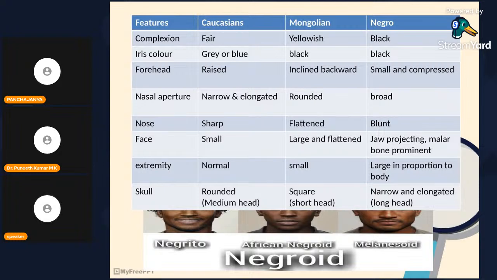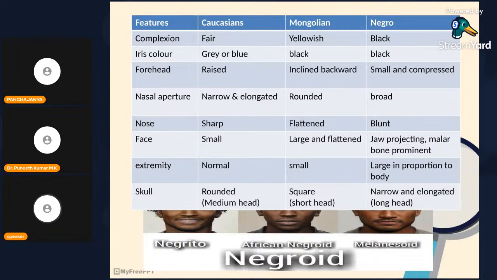Based on their iris, Caucasians have gray or blue, Mongoloids will be black, and Negroes' iris will be black. When it comes to the forehead, in the Caucasoid group or race, the forehead will be raised, in the Mongolian it will be inclined and backward, and in Negroes a small and compressed forehead will be seen. Okay, in nasal apertures, there will be a narrow elongated nasal aperture in the Caucasoid group, a bit rounded, not exactly round, in the Mongoloid, and broad in the Negroes.